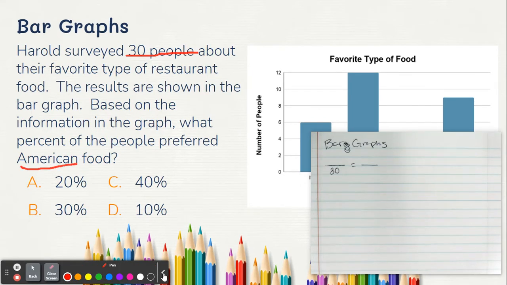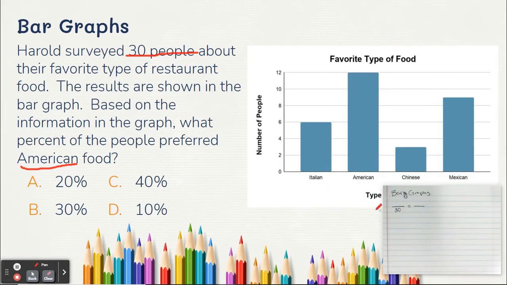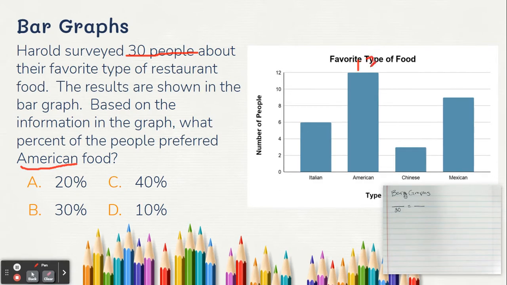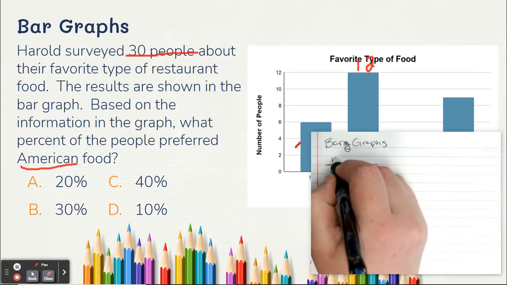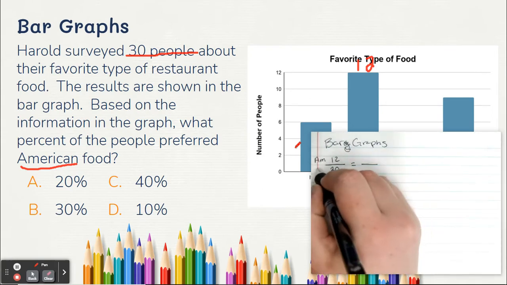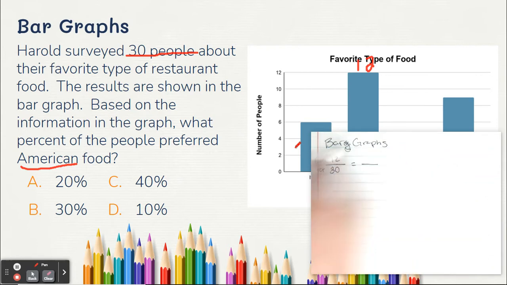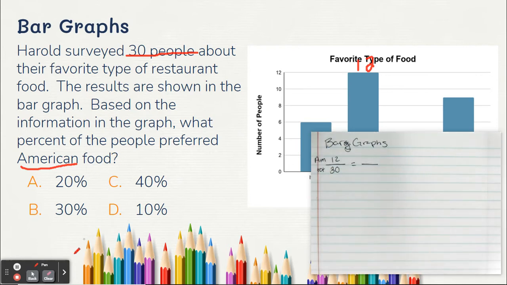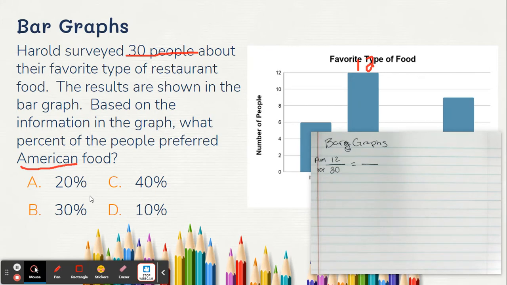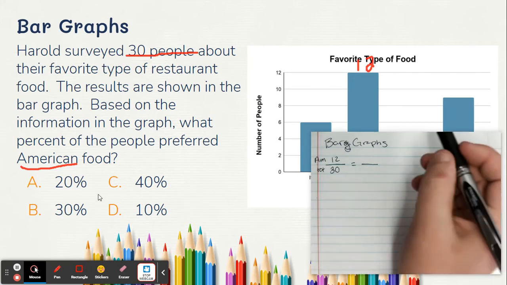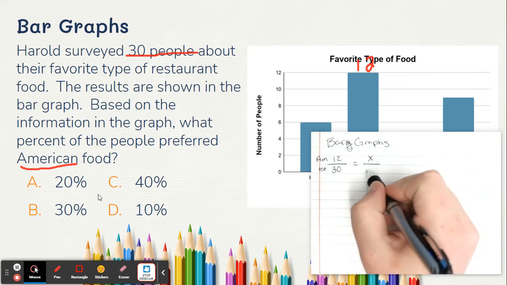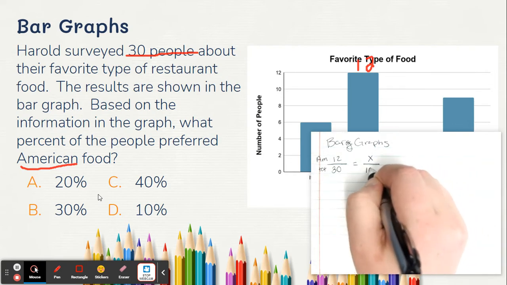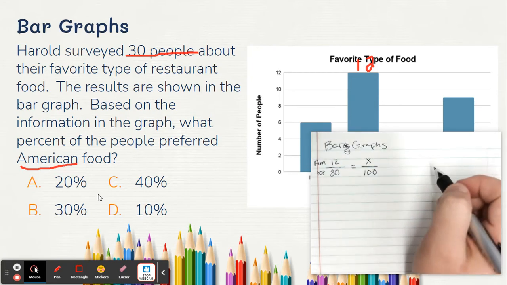So they're asking about American food. If I minimize this, we're going to look at American food and go up here and see how many of that was. That's 12 people. So I'm going to put 12 over 30, because this is American food, and this is my total. And then we're trying to find the percentage. I'm going to put an X on top because I don't know what percentage it is. And percents are always out of 100, so when we're looking for percents, we always put it over 100.